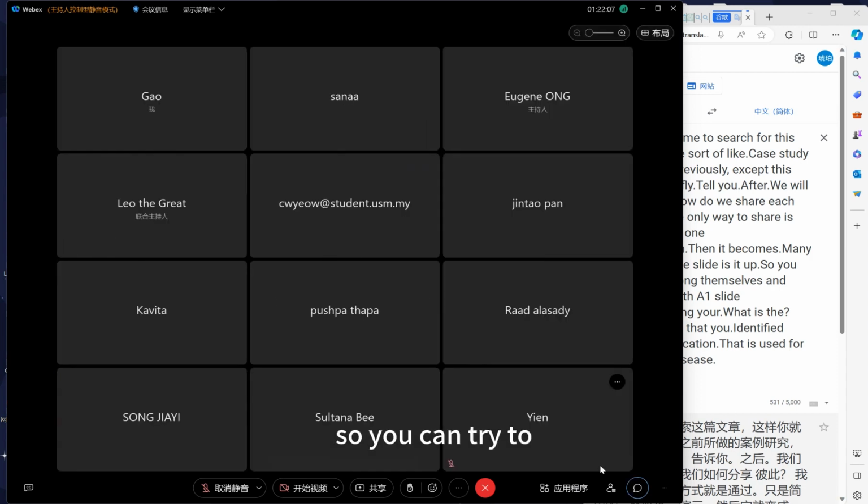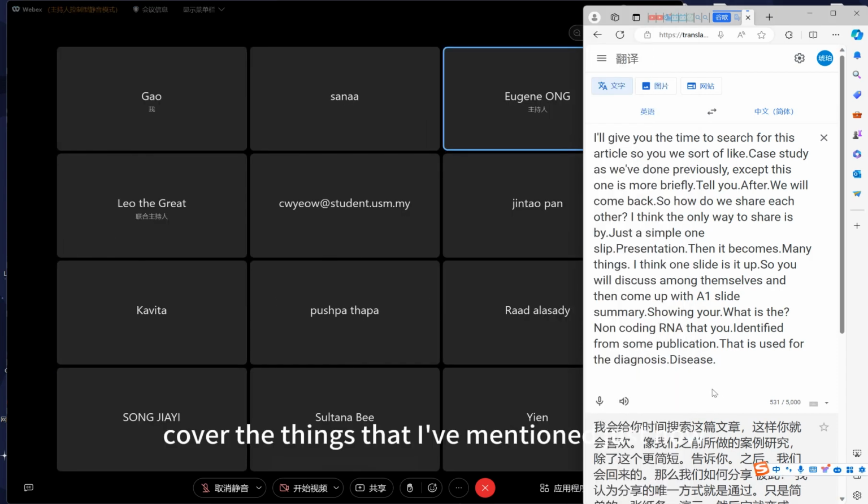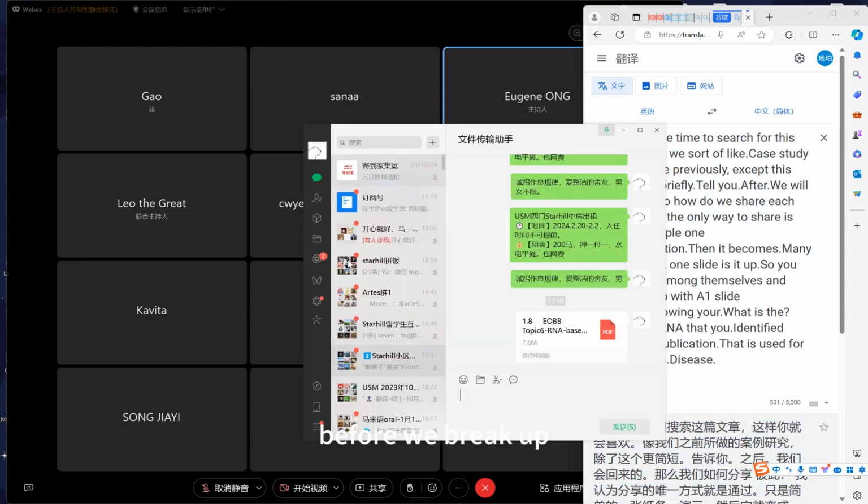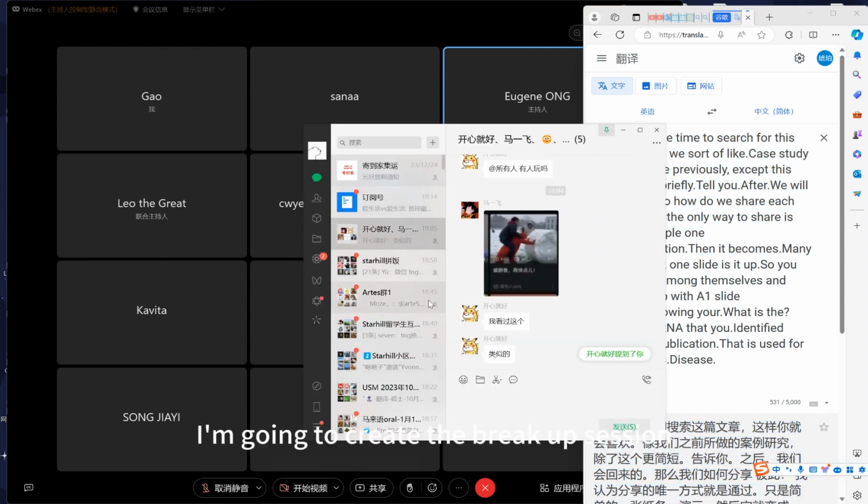So you can try to cover the things that I've mentioned just now, for example, discovery. There are the 4 stages, right? Discovery, and then the processing, and then the validation. Now let me share this once more before we break up. Okay, I'm going to create the breakout session.